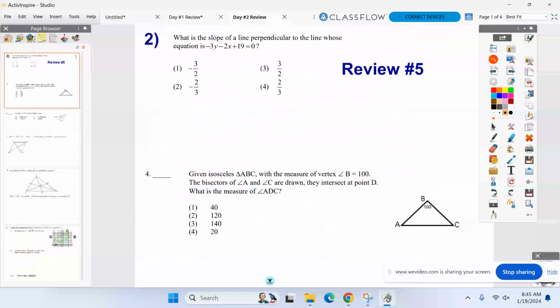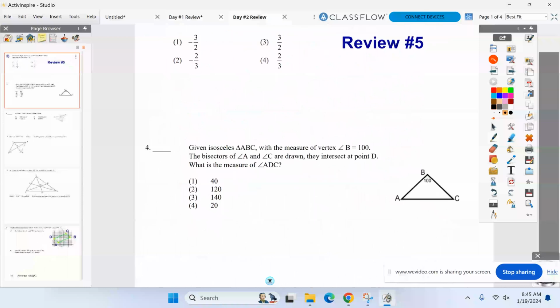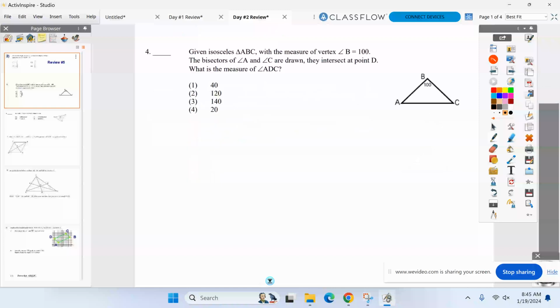I'm going to review number 5 now, please. Review number 5. And I'm actually going to start with number 4 today. All right, let's start with number 4.